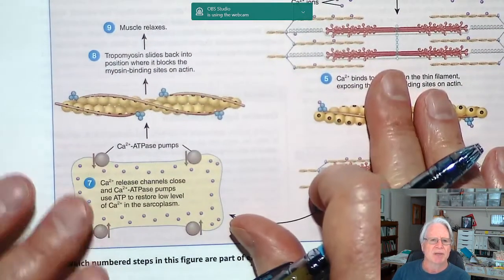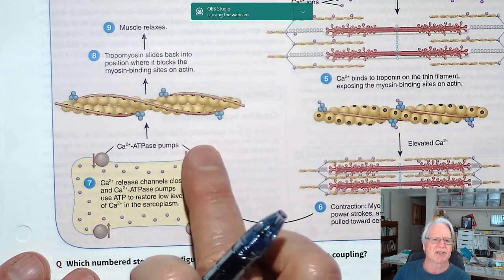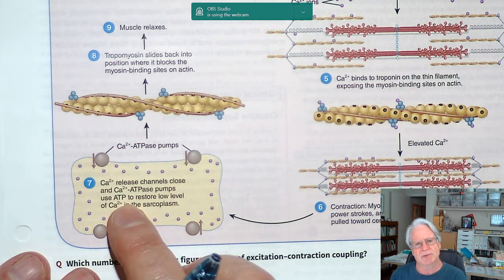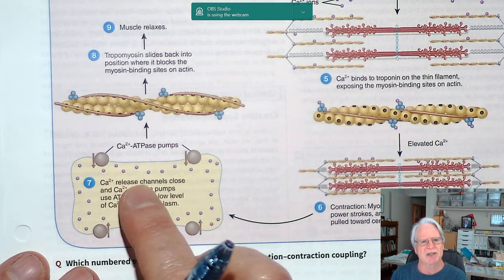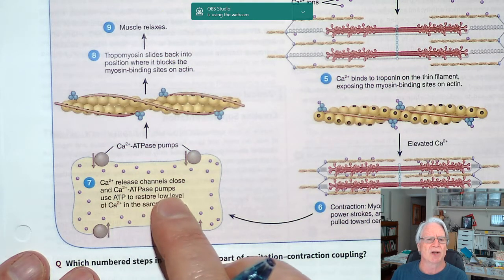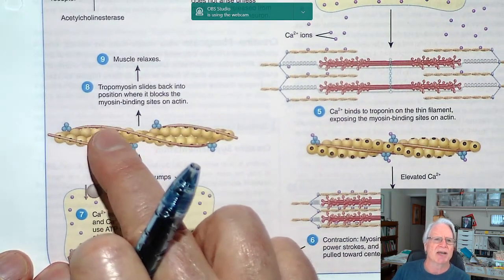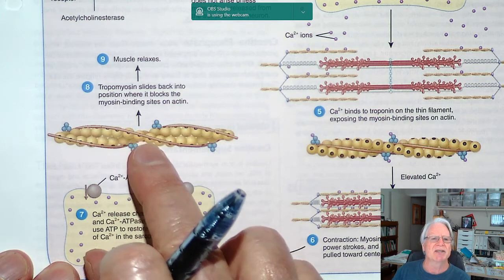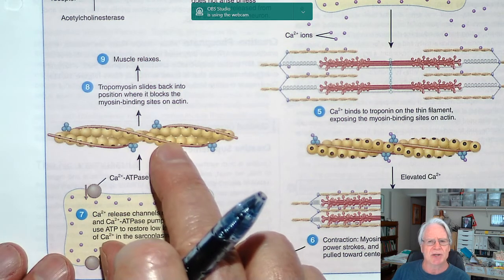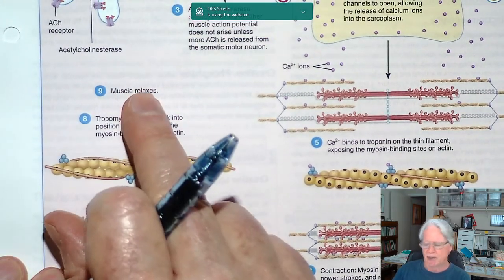And at that point, the calcium ATPase pumps, and these are pumps that pump calcium into the sarcoplasmic reticulum. So calcium release channels close. Calcium ATPase pumps use ATP to restore low levels of calcium in the sarcoplasm. Okay? And when that happens, then tropomyosin slides back over the binding site for the myosin heads on actin, and we no longer can form cross bridges, so that cycle is stopped and the muscle relaxes.